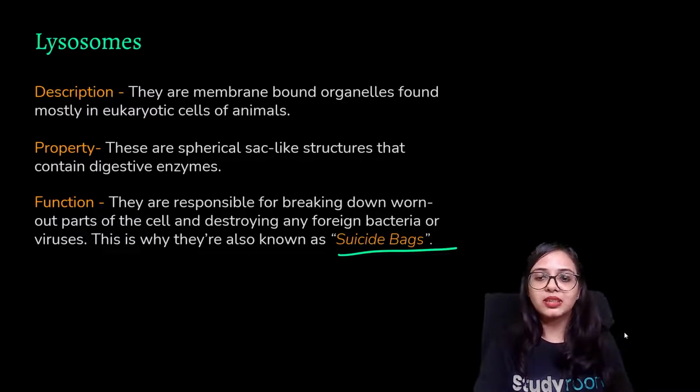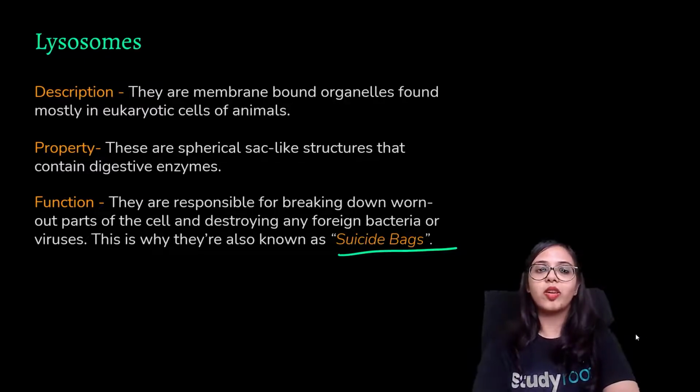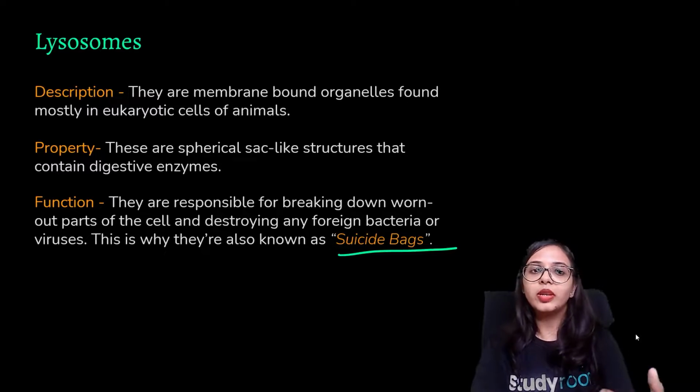So I hope that till now we have learned about the cytoplasm, the nucleus, the endoplasmic reticulum, the Golgi apparatus, and now the lysosomes. I hope that these cell components are clear to you till now. We'll be learning all the remaining cell components in the further parts.